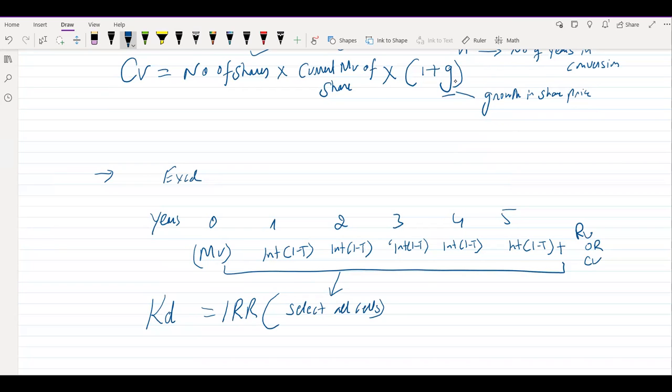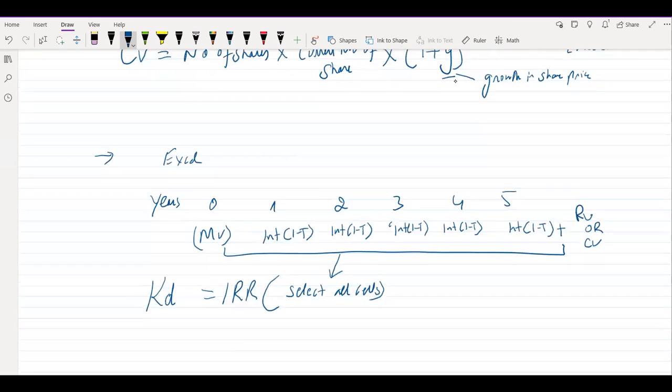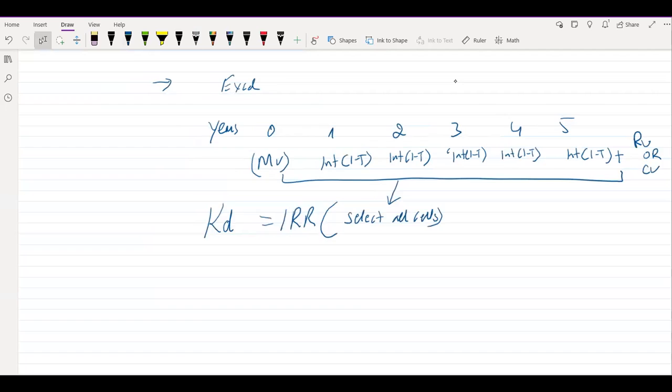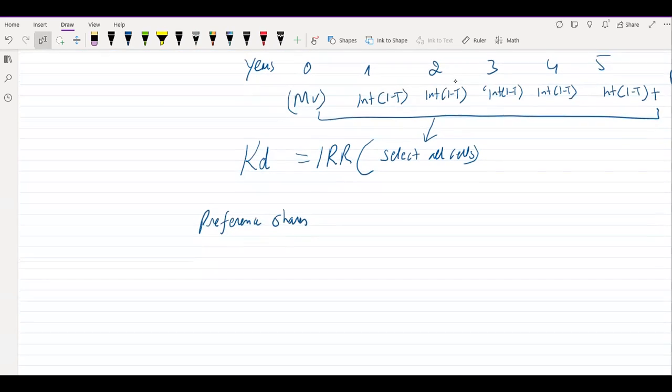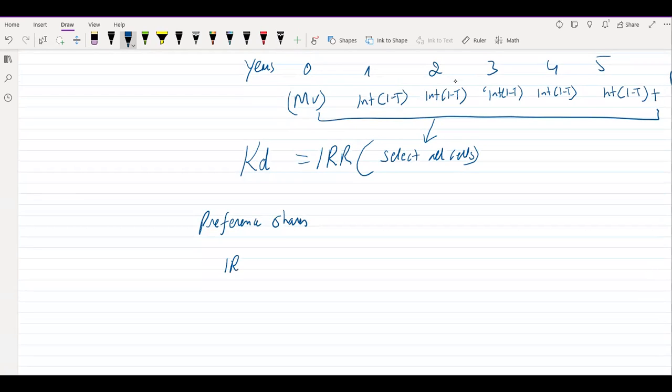Okay. Next is preference share. Irredeemable preference share.